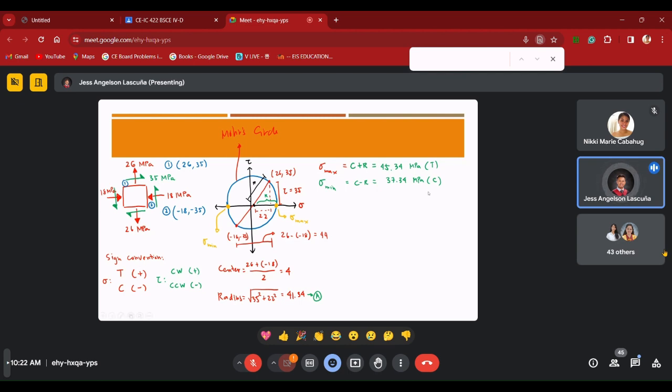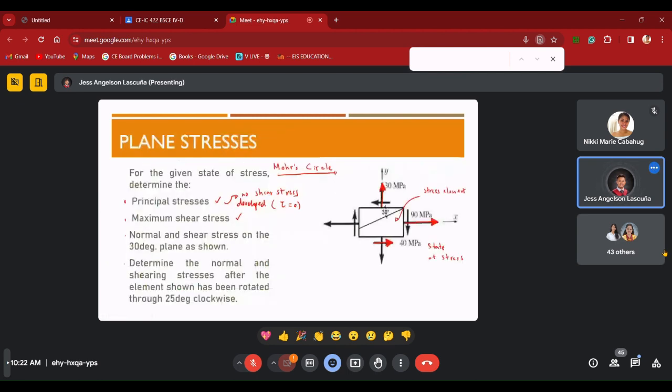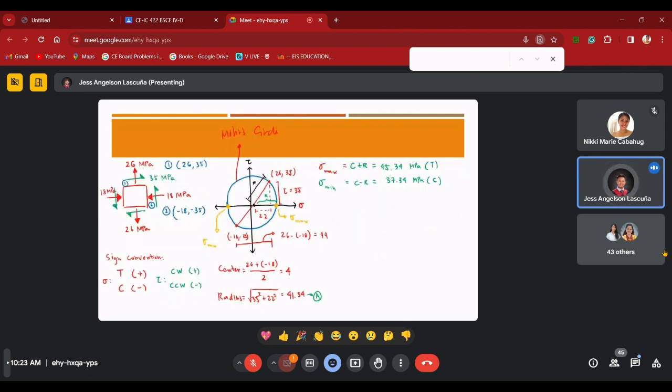Then how about the maximum shearing stress? From the word itself, maximum shear stress. Where is it located on our Mohr circle? If we draw a straight line up from the center, that will be our maximum shear stress, which is just our radius. So tau max is equal to the radius, which is 41.34 MPa.